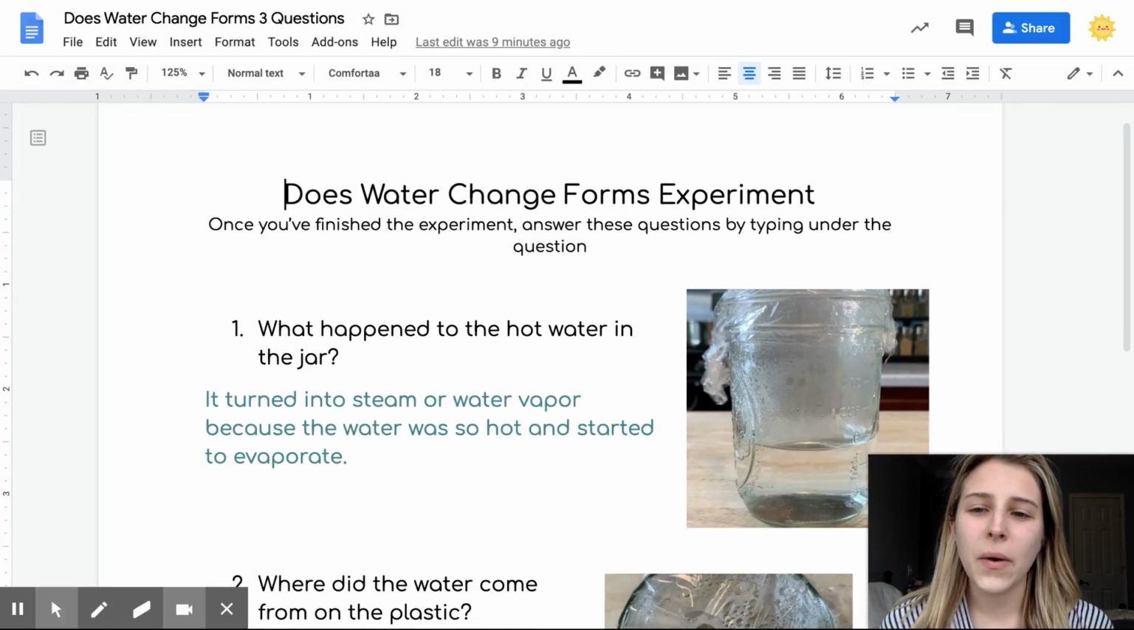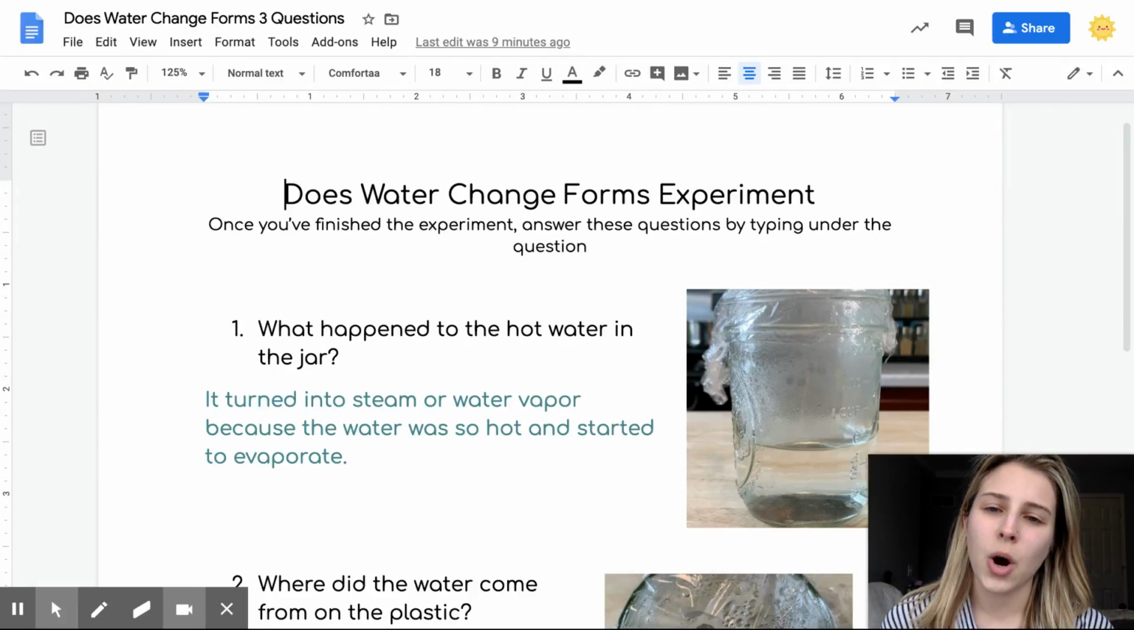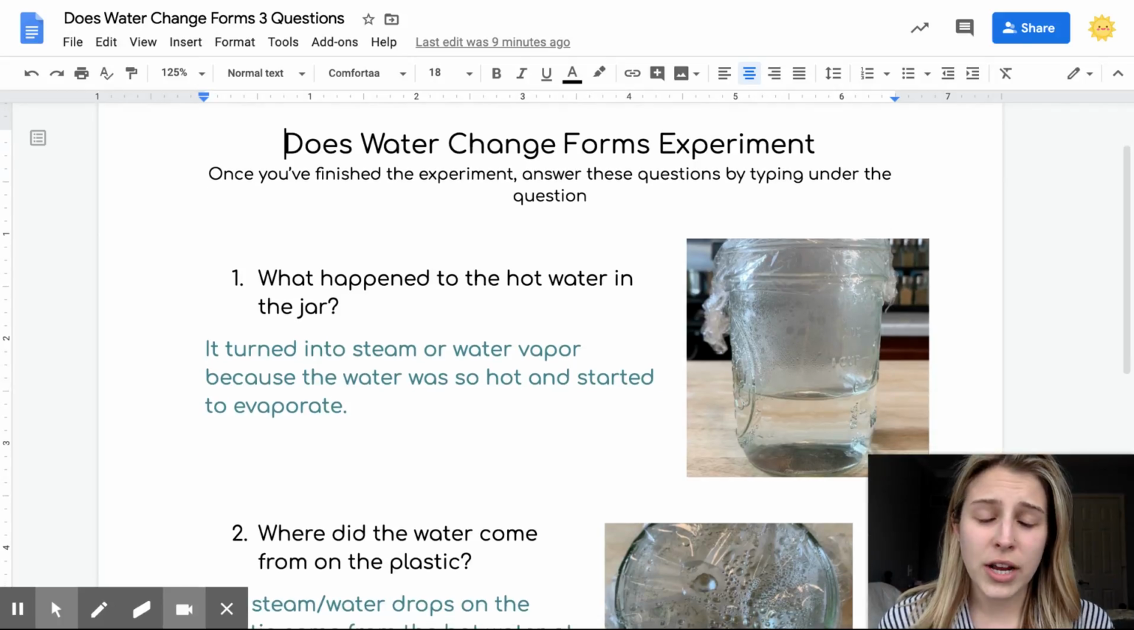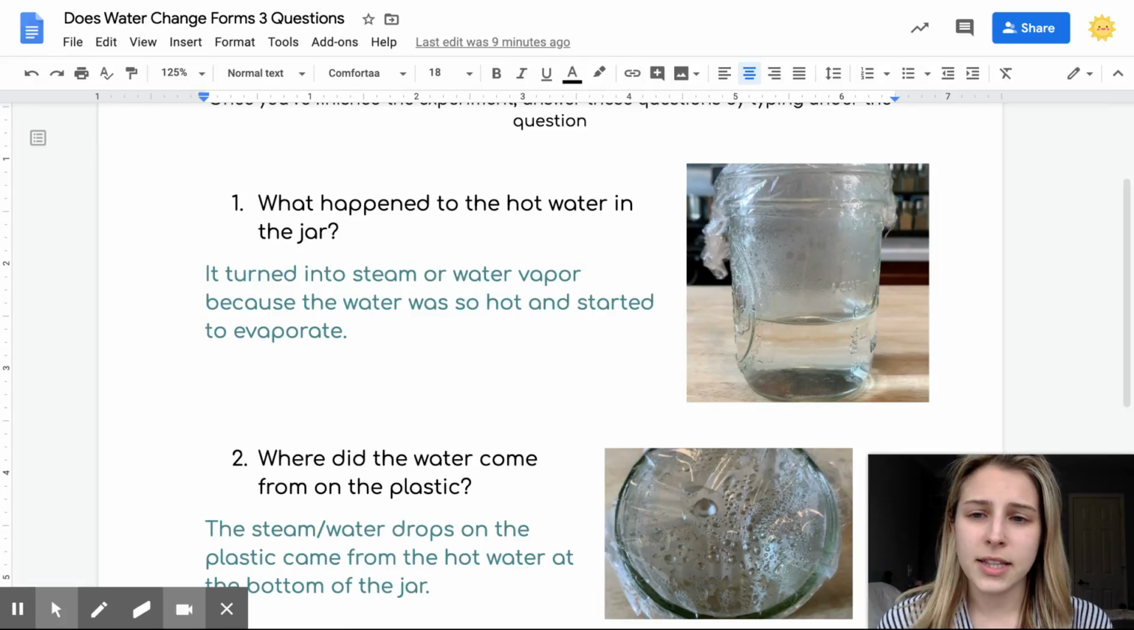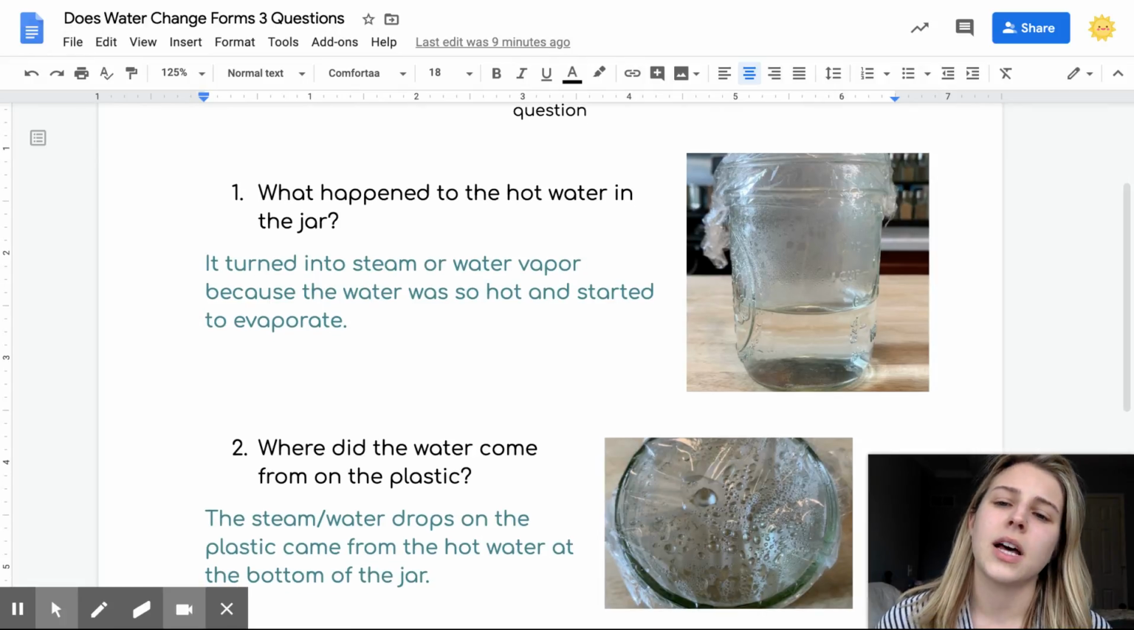I'm going to be going over the questions after our experiment about does water change form or change forms. And we're just going to go ahead and get right into this. So question number one, what happened to the hot water in the jar?